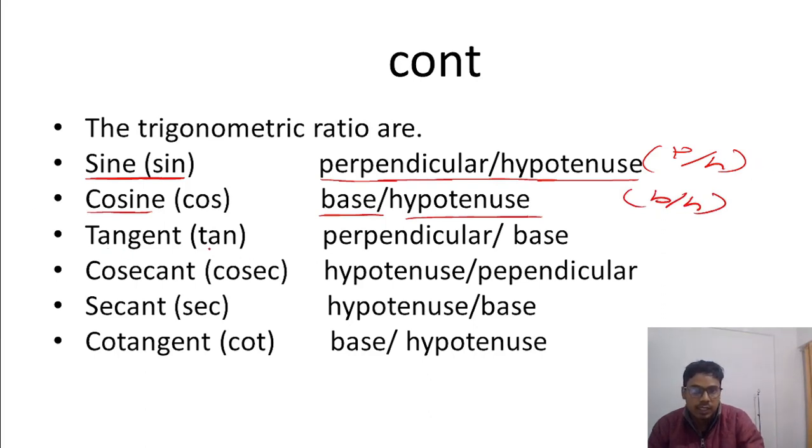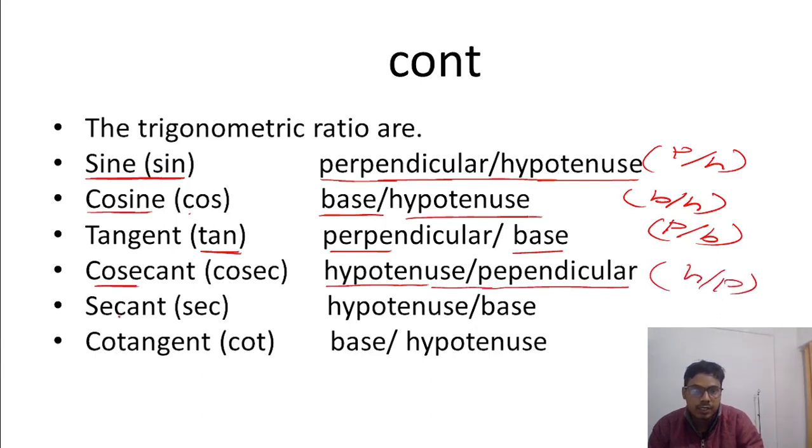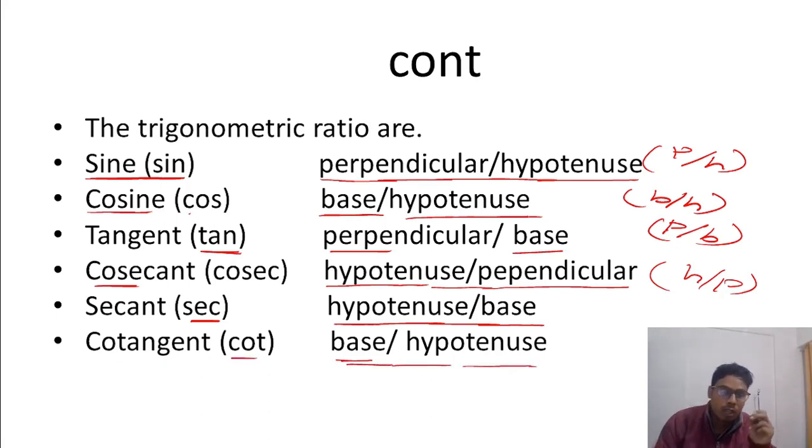Tangent is written as tan, and tan is the ratio of perpendicular to the base. Cosecant is given by the ratio of hypotenuse to the perpendicular. Secant, written as sec, is the ratio of hypotenuse to the base. Similarly, cotangent is denoted by cot, and it is the ratio of base to perpendicular. Now how can we remember it?